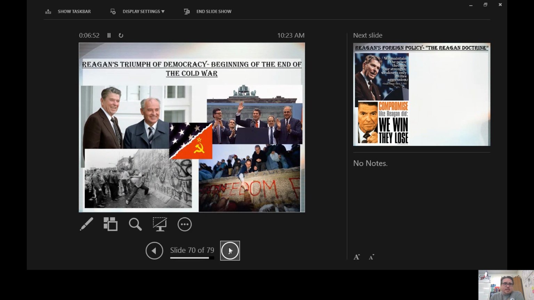It's really in the 1980s that you start to see the beginning of the end of the Cold War. And a lot of that has to do with the respective leaders of our countries, the Soviet Union and the United States during this time period. In the Soviet Union, you had the progressive leader, Mikhail Gorbachev. And in our country, in much of the early 80s, you had Ronald Reagan.